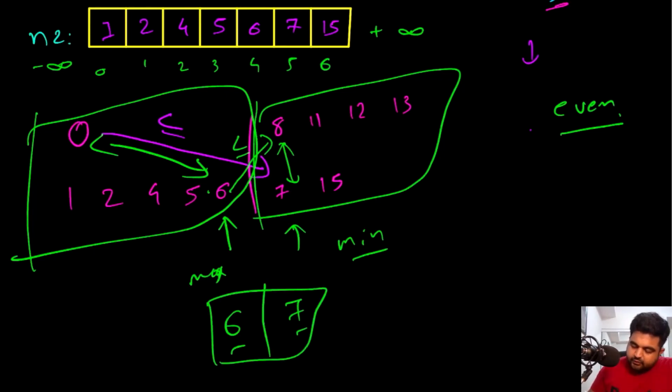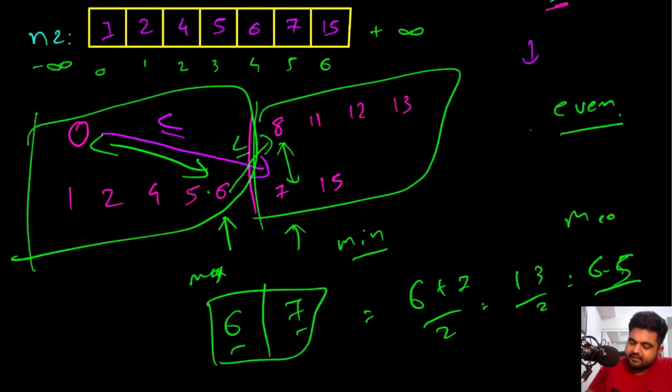So now we are going to do the average of these two. So we will get the value of 6 plus 7 divided by 2, which is 13 by 2. So 6.5, that is the answer, and that is the median we need to return. And that is the whole logic behind using this technique.